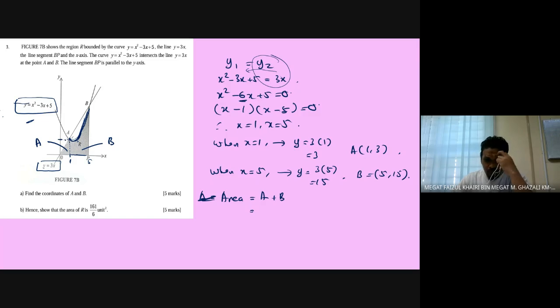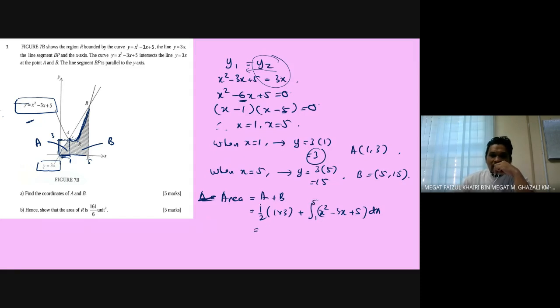Value of y, y equal to 3. So here is 3. And this is a triangle. This is a rectangle. So half of this, 1 over 2 of x, the distance is 1 and the height is 3. So 1 times 3 plus the integral of x squared minus 3x plus 5 dx from x equal to 1 until x equal to 5.